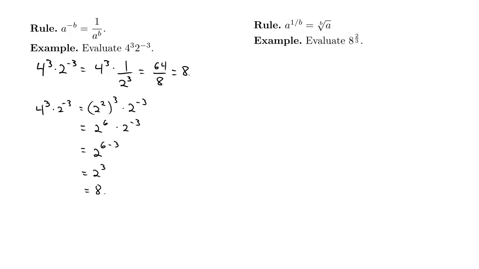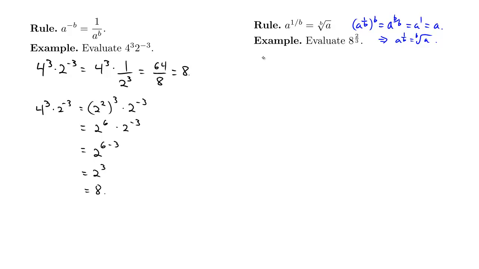For example, if you take a to the 1 over b and raise it all to the bth power, you should get a to the b over b, which is a to the 1, which should just be a. This tells us that a to the 1 over b must have been a bth root of a.